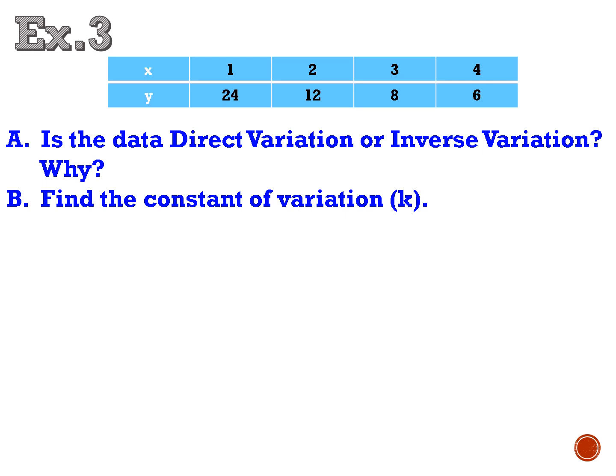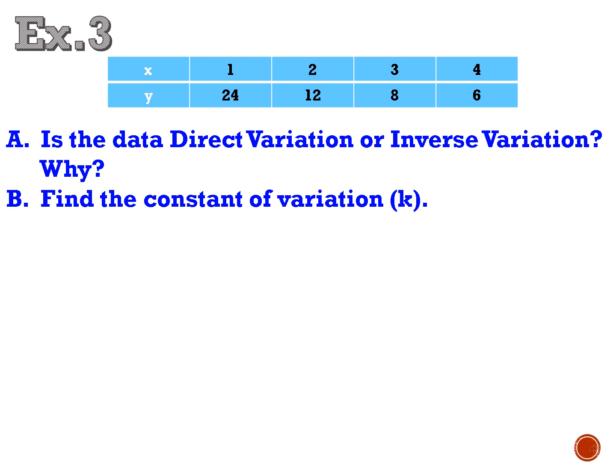Now we're at example 3. So, same situation, different data table. I'm looking at x and y, and the x's are increasing, but the y's are decreasing. So x is going up, 1, 2, 3, 4, but y is going down, 24, 12, 8, 6. So I'm thinking, using what I've learned on the previous slides, if they're doing opposite things, then it might be inverse variation.